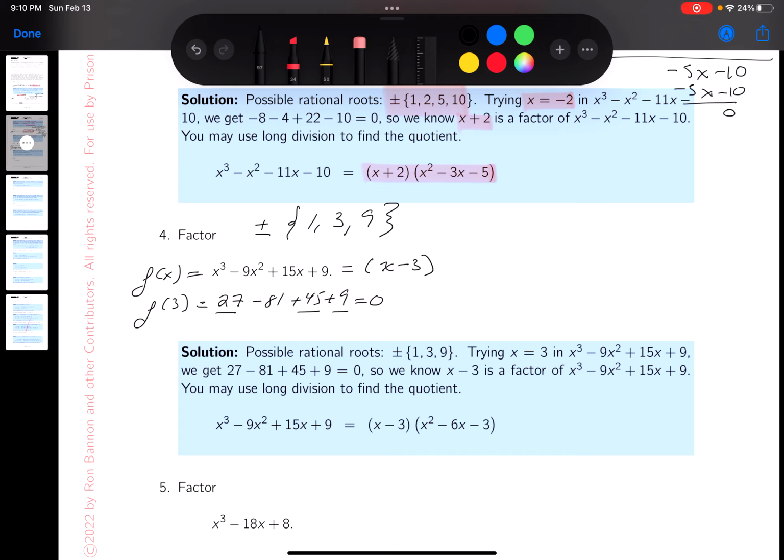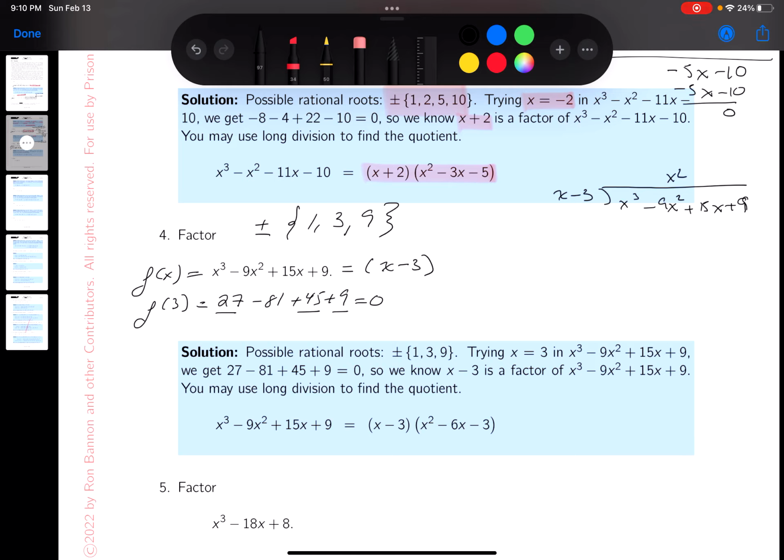Okay, what are you going to do now? Long division. X minus 3 divide into, and this is going to be x cubed minus 9x squared plus 15x plus 9. And this division is going to go very nicely, remainder 0.